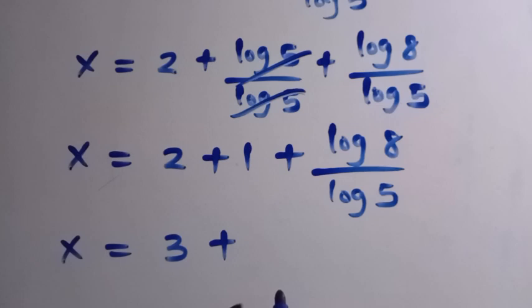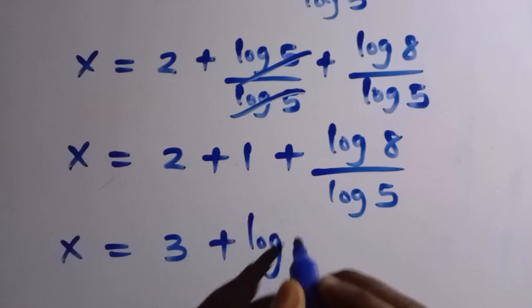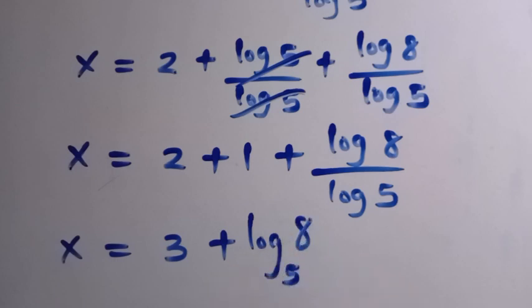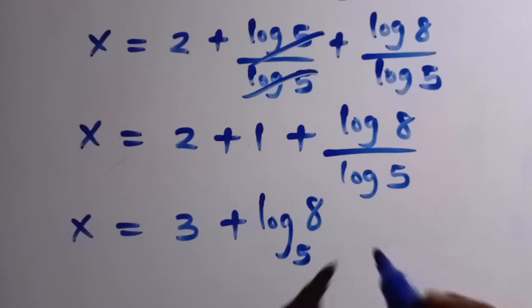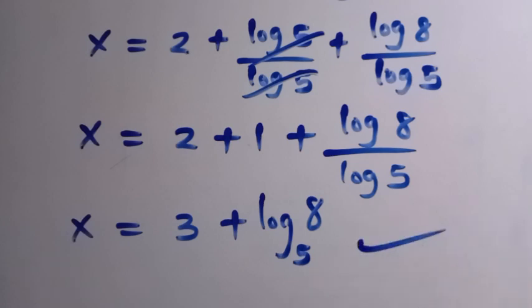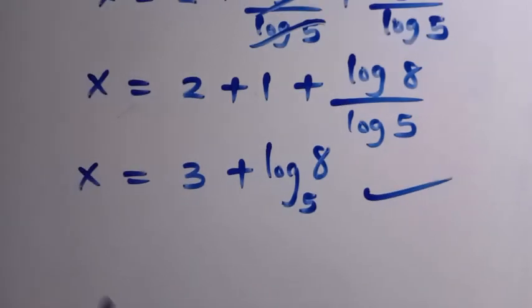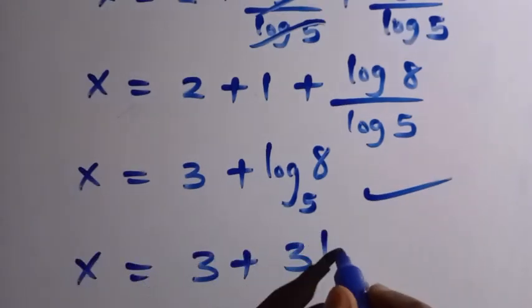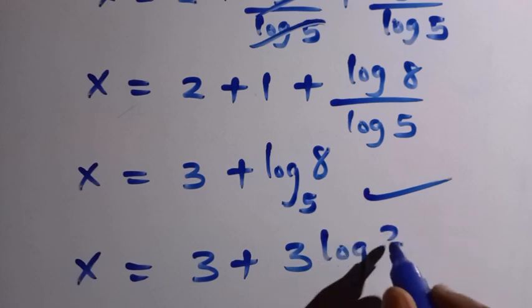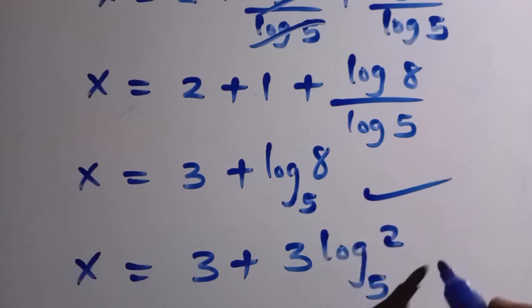So here we have x equals 2 plus 1, that is 3, plus log 8 divided by log 5. So we can call this one log 8 base 5. We can just leave our answer in this form as 3 plus log 8 base 5. Or if you like, we can still call this one x equals 3 plus 3 log 2 base 5. So any one of these forms, the answer is still correct.